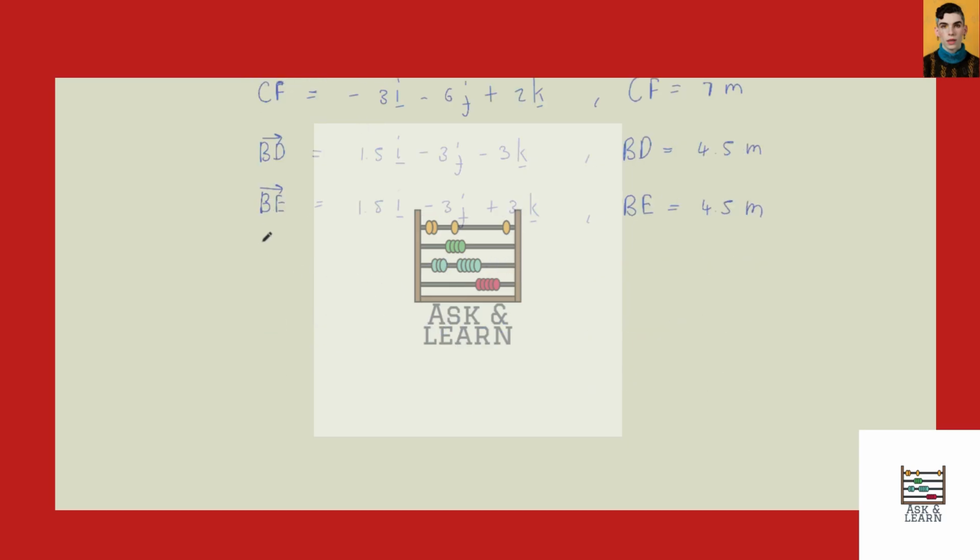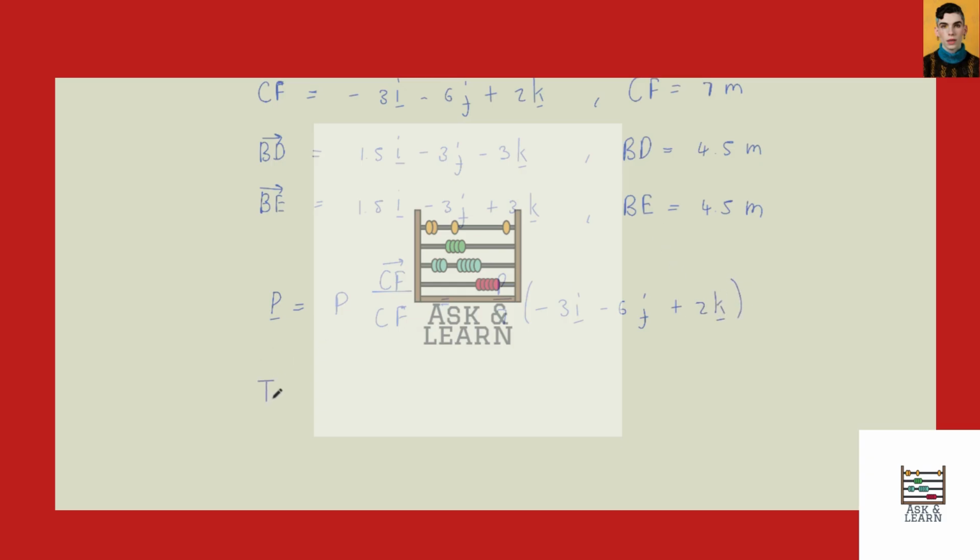Now the force P that we've labeled in the diagram is equal to the magnitude of P multiplied by the vector CF over the magnitude of CF. So that is the direction of CF. So this is equal to the magnitude of P over 7 in the direction of CF: minus 3I minus 6J plus 2K.